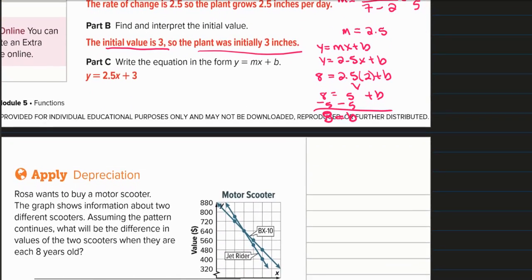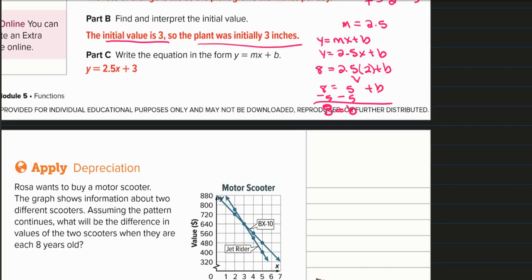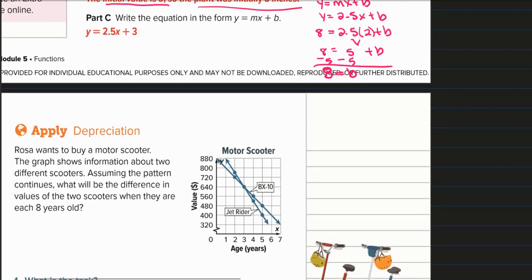So Rosa wants to buy a motor scooter. The graph shows information about 2 different scooters, assuming the pattern continues. What will be the difference in values of the 2 scooters when they are each 8 years old? So let's see, what does that mean? Let's look at this. We have our x value, which is just our age in years. We have our total value of the scooter, and we're trying to figure out what will be the difference in values of the 2 scooters when they are 8 years old.